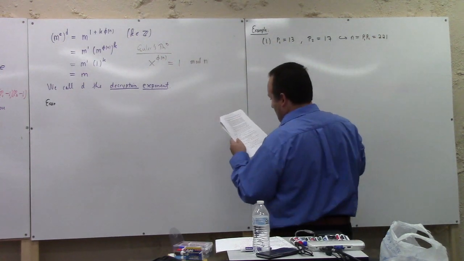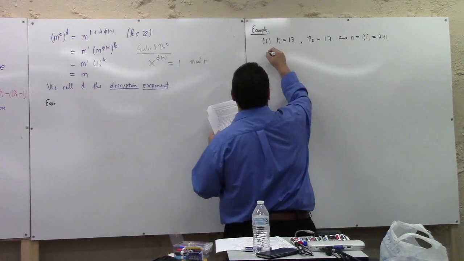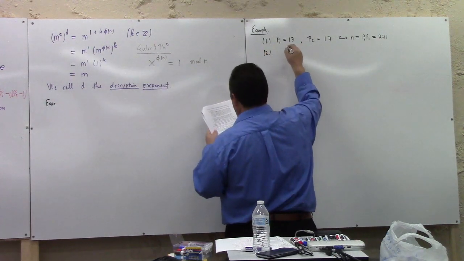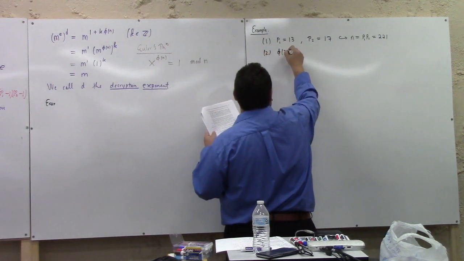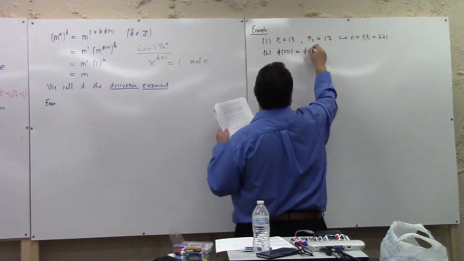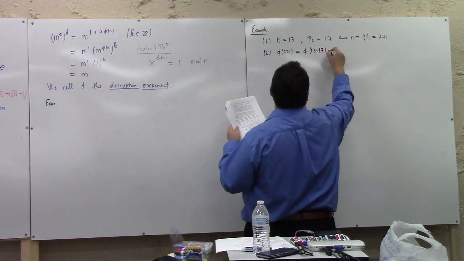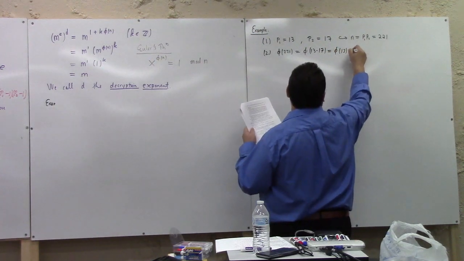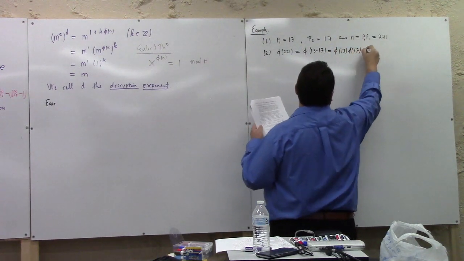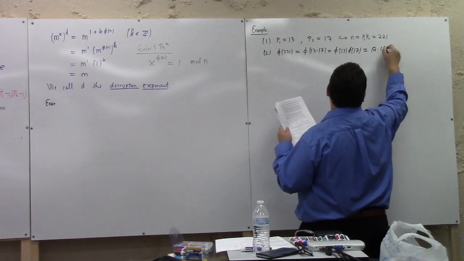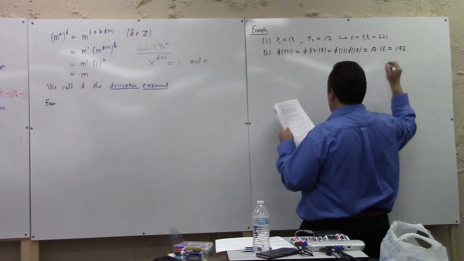All right, step number 1. Step number 2, we can calculate phi of 221. That's phi of 13 times 17, which is phi of 13 times phi of 17, which is 12 times 16, which is 192.